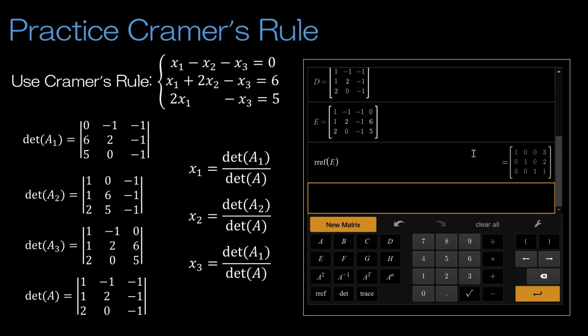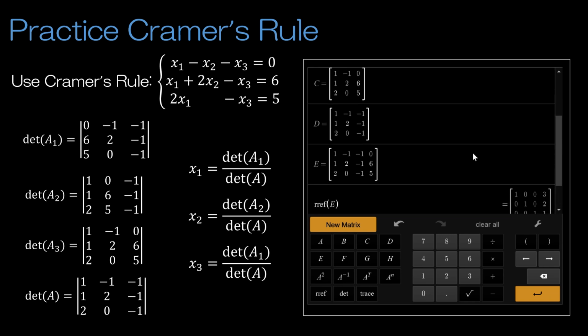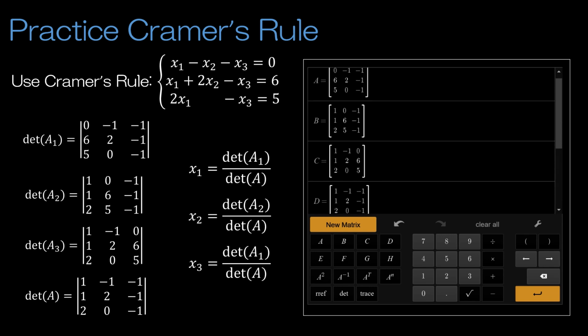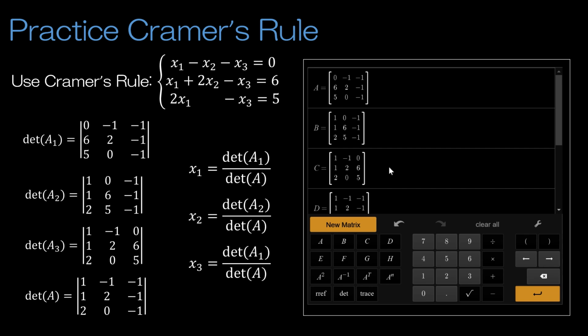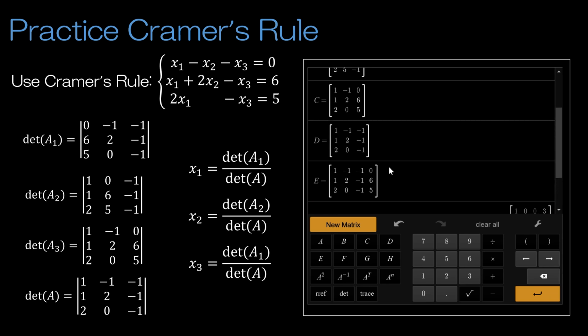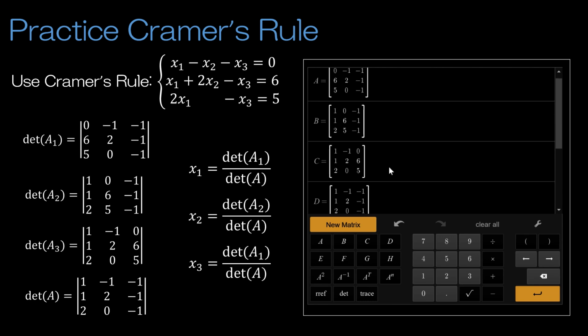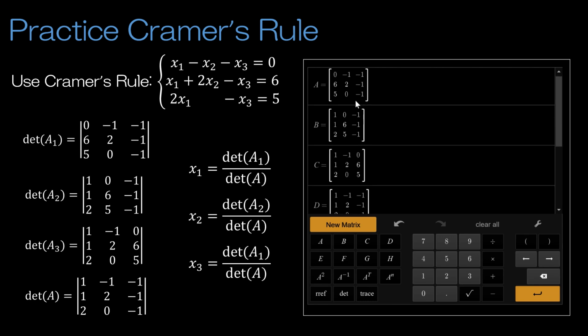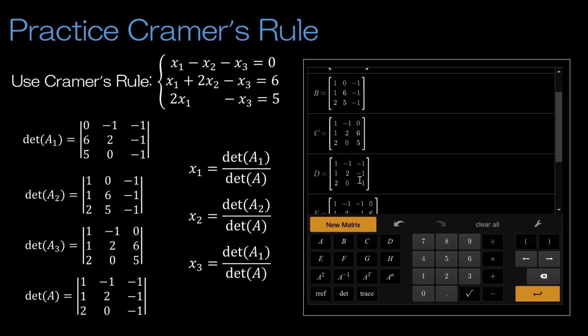Now again, I'm not going to be showing all of the work for how to find the determinants. You can do it by hand. I just wanted to show you using Desmos as well. So I have A, B, C, and D as A1, A2, A3, and A. So to find the value of x1, which we just found out was 3, I should be able to find the determinant of A1, which in this case is A, and divide it by D, which is my A matrix. I know it gets a little crazy because I can't use subscripts in Desmos, but this is the original coefficient matrix: 1, -1, -1, 1, 2, -1, 2, 0, -1.